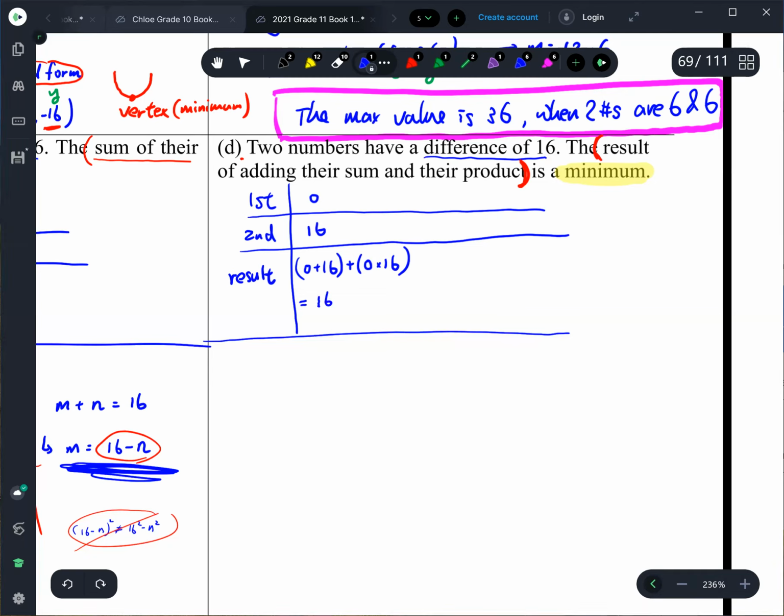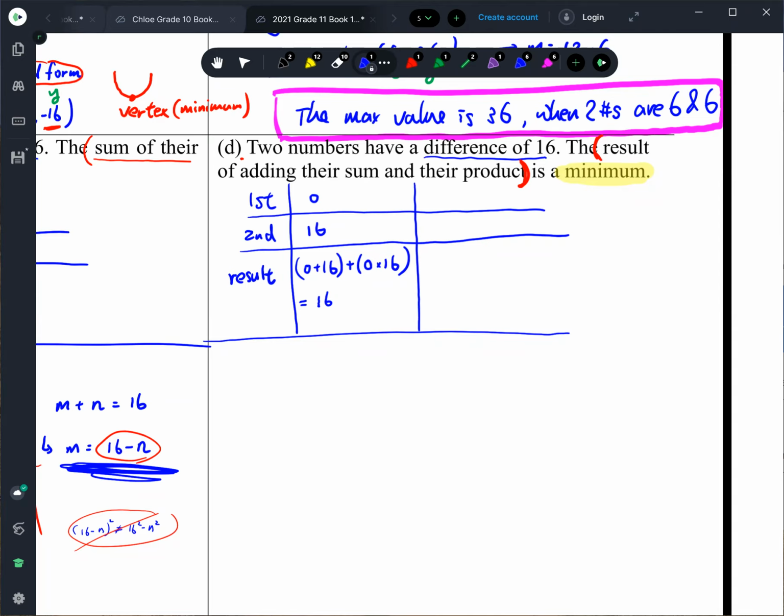You add the sum and the product. So right now, that's the only one, right? That's the only example we have. Can we beat that, right? Can we have something that makes it even smaller? Anyone want to try any other choice?